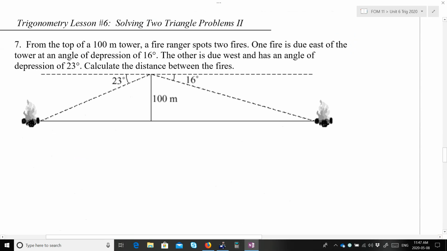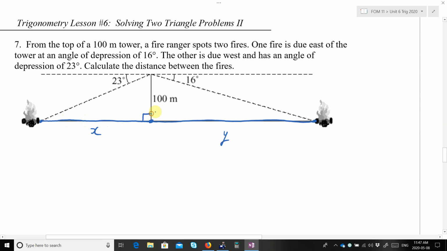All right, number 7 says, from the top of a 100-meter tower, a fire ranger spots 2 fires. One fire is due east of the tower at an angle of depression of 16 degrees. The other is due west and has an angle of depression of 23 degrees. Calculate the distance between the fires. Okay, so what we have to do is figure out this x distance from here to here, and this y distance from here to here, and add them together.